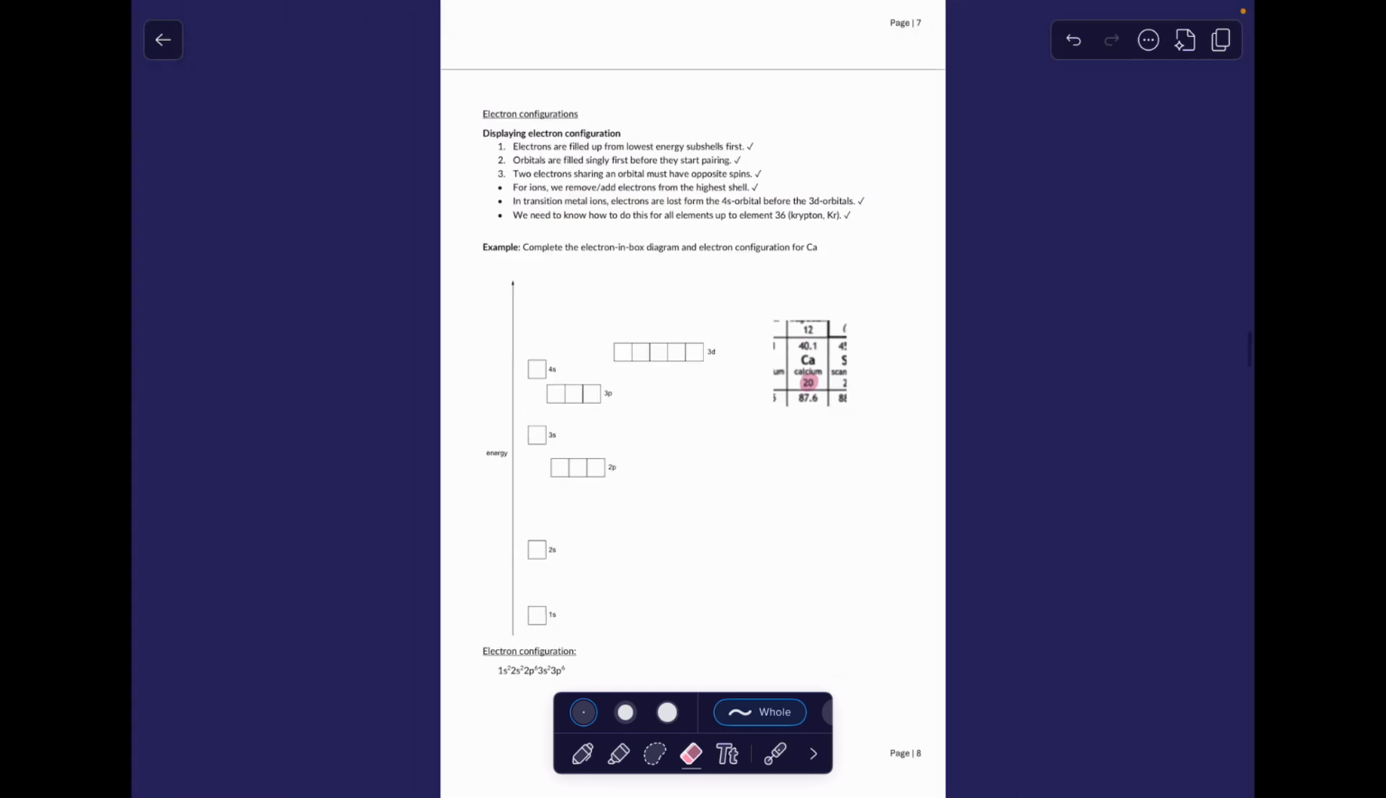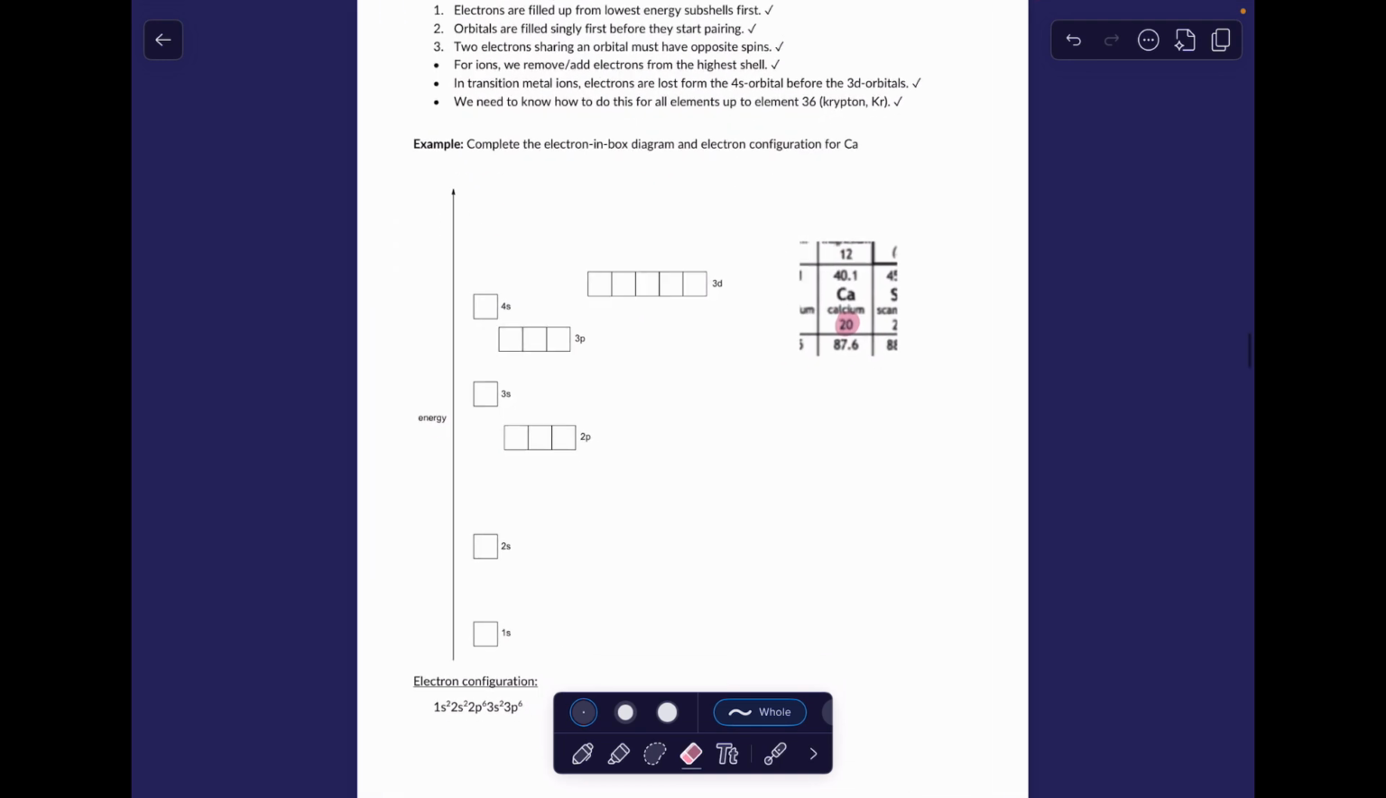The next rule that we need to know is that the two electrons sharing an orbital must have opposite spins. So just how you saw me draw them, one half arrow going up, one half arrow going down. It doesn't matter which way around, but you just need to make sure it's half and half. There are some more nuanced rules here, but I'll go through those as I take you through this one.